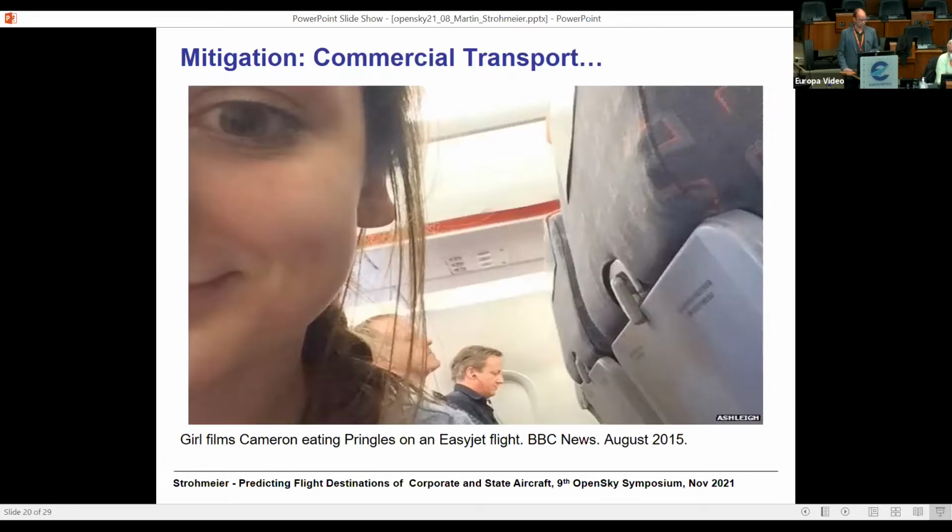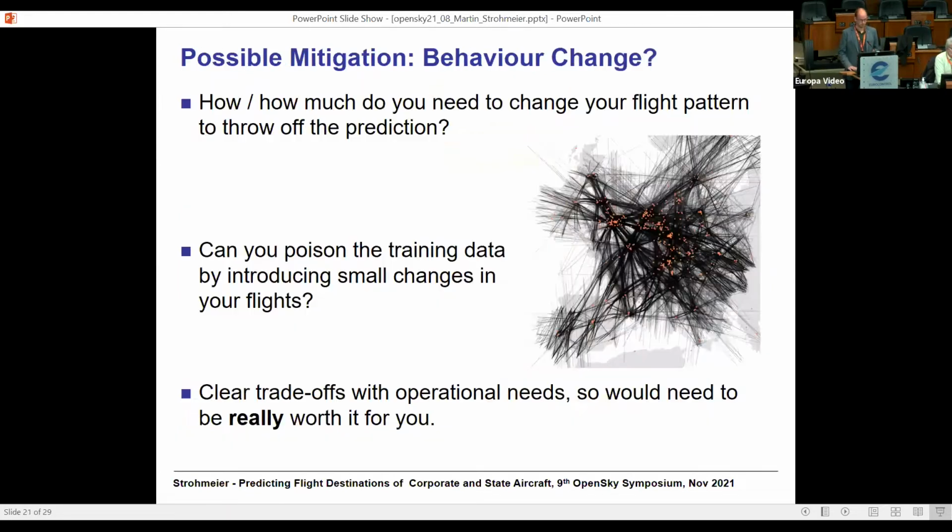Clearly, you could use commercial transport, but as has been pointed out quite often, that might actually be on the internet quicker than just following an aircraft. So in this case, I'm not sure how much that helps, but at least chartering a jet that is being shared with somebody else would help, I think, a lot of people that they cannot be tracked in the long run.